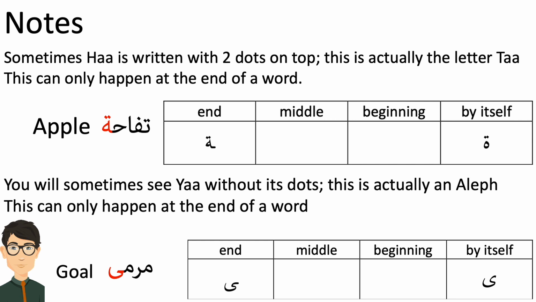Sometimes the ha is written with two dots on top. This is actually a ta. This can happen only at the end of the word. For example, tufaha, which means an apple, and as you can see, it is color coded in red. You will sometimes see ya without its dots. This is, as we agreed before, an alif, and this can happen only at the end of the word. For example, the word marma, which means a goal.